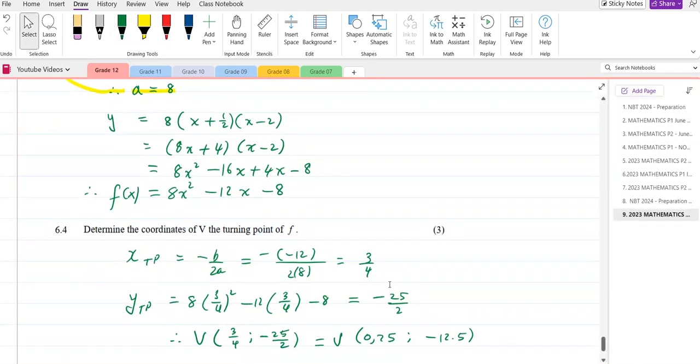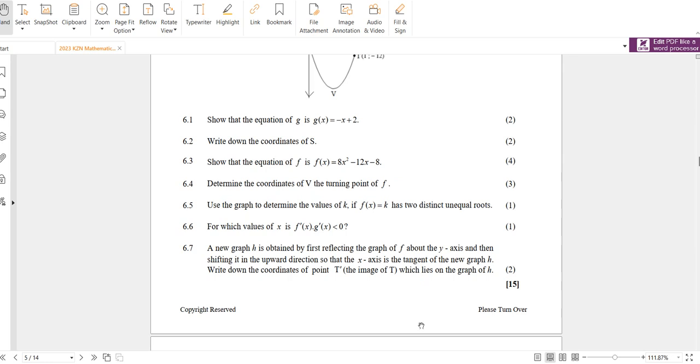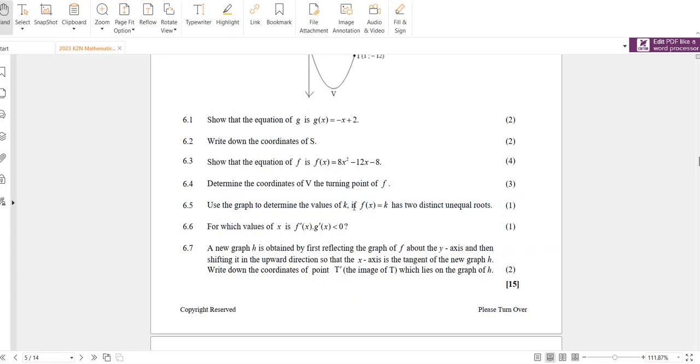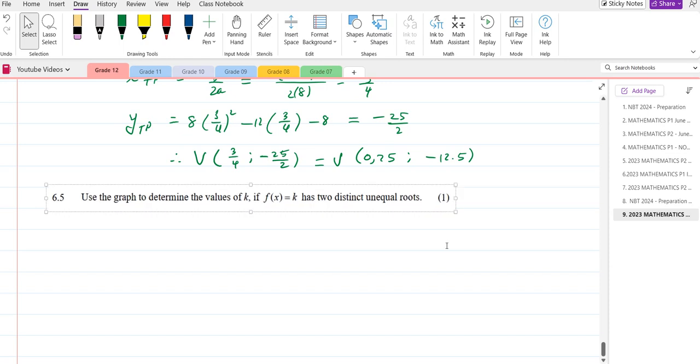Right, so far so good, no difficult questions so far. Alright, next one, 6.5. Now I like this question because it needs an explanation. Why I like this question? Because they're dealing with the roots. Use a graph to determine the values of k if f of x is equal to k has two distinct unequal roots. What is unequal roots? Distinct means different, and unequal roots. So we're kind of finding delta greater than 0, but don't use this.